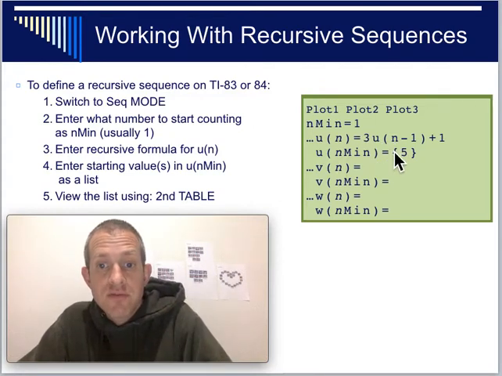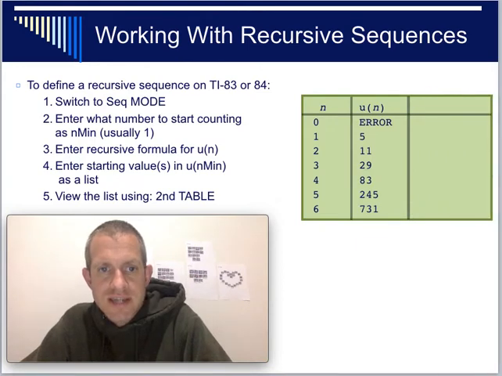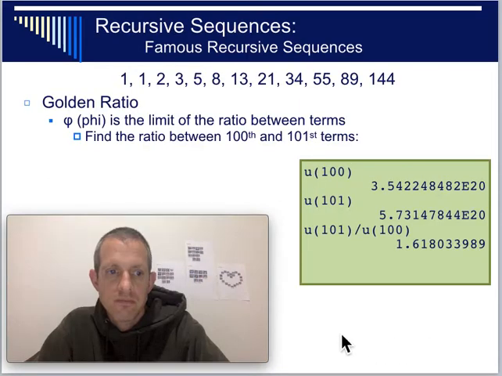So anyway, you type in formulas like that, and then if you go to table, which is second graph, so instead of graph, hit second graph, then you'll see a list of all the different values in there, and you can scroll through that list and jump to the 100th number if you want.